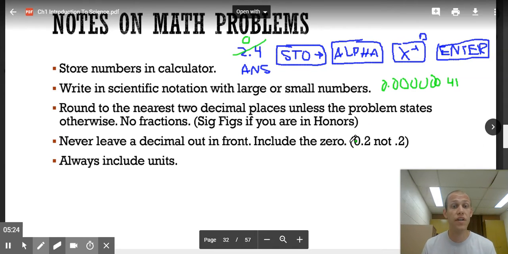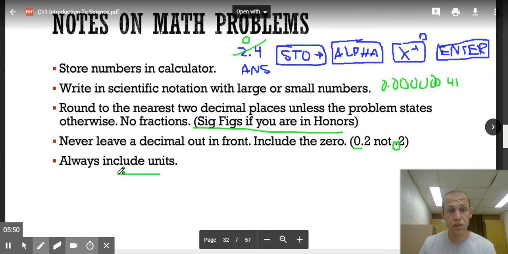Next, we're going to use something called sig figs if you're in honors. If you're not in honors, you're probably just going to round to 2 decimal places. You'll learn about sig figs, but in general, you're just going to round to 2 decimal places after the decimal point. Never leave a decimal out in front, and always include a 0. So we don't want to see this by itself. We want to see a 0 in front of it because we don't want this decimal point to be lost.